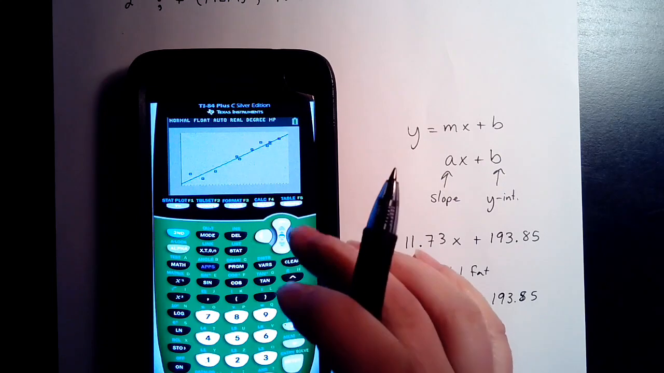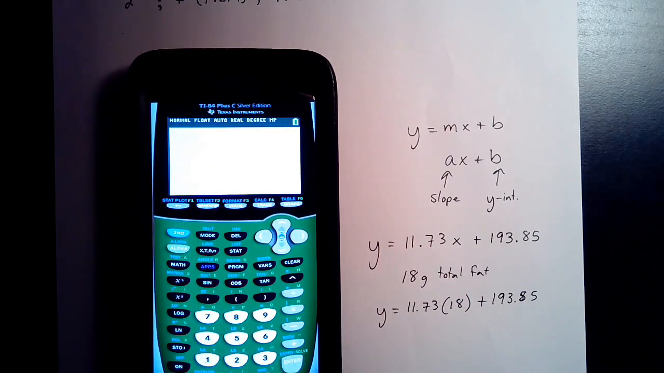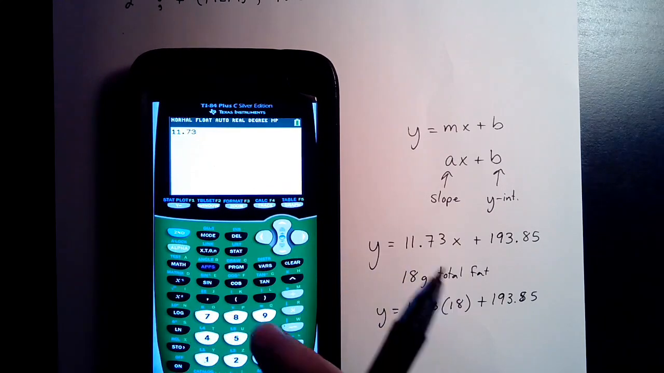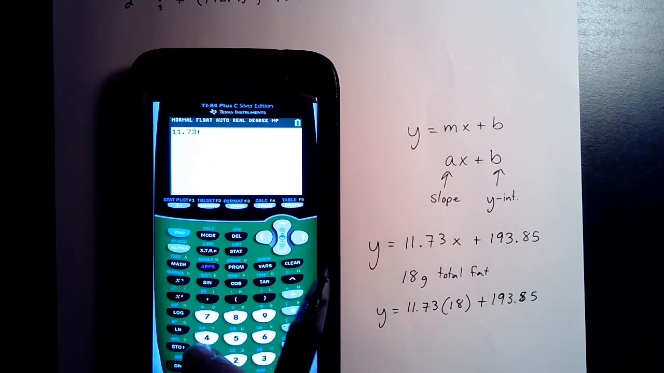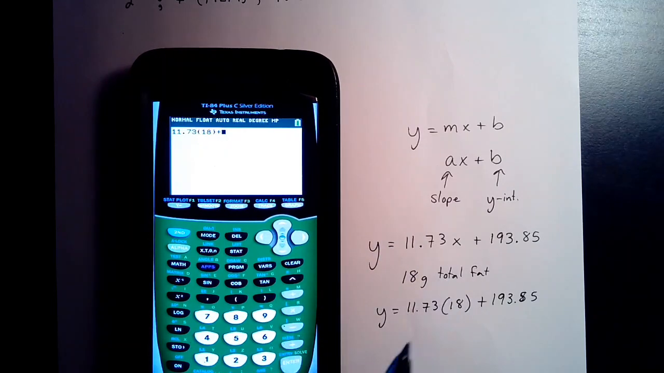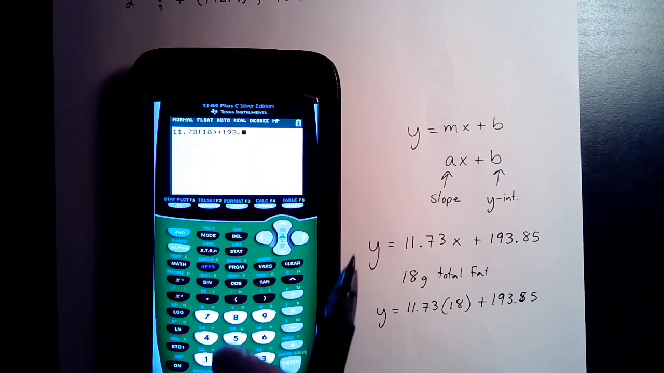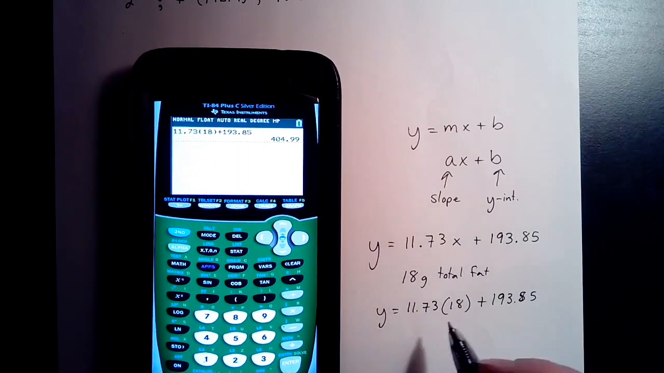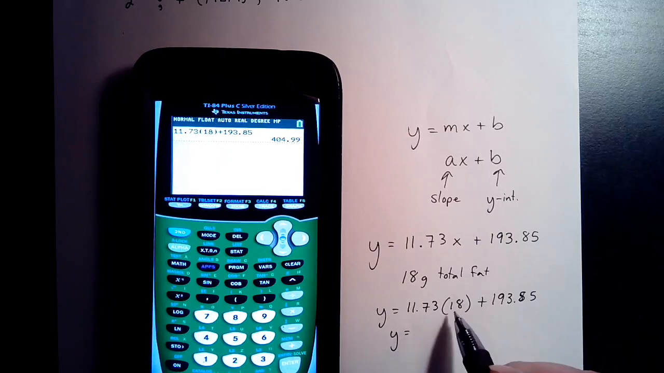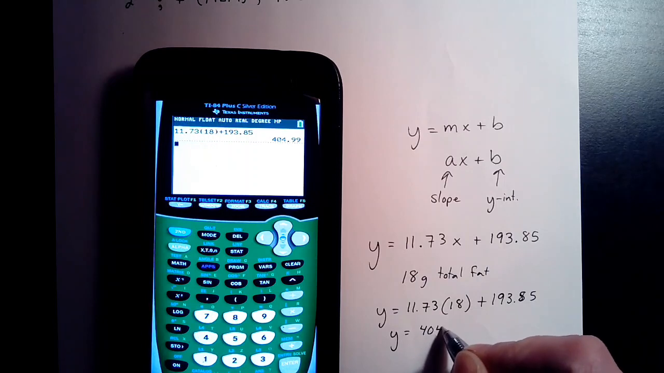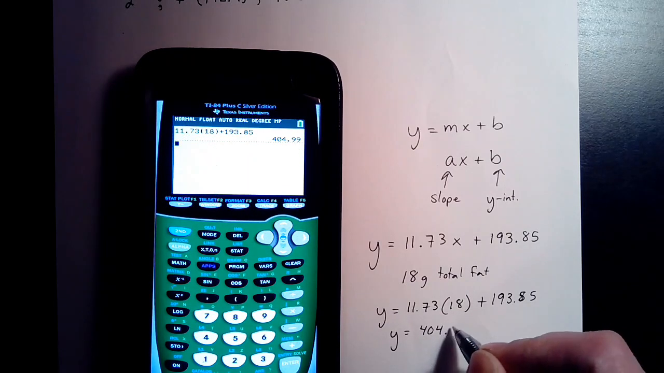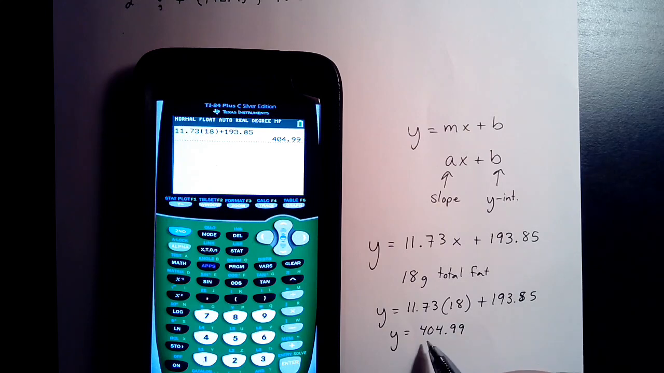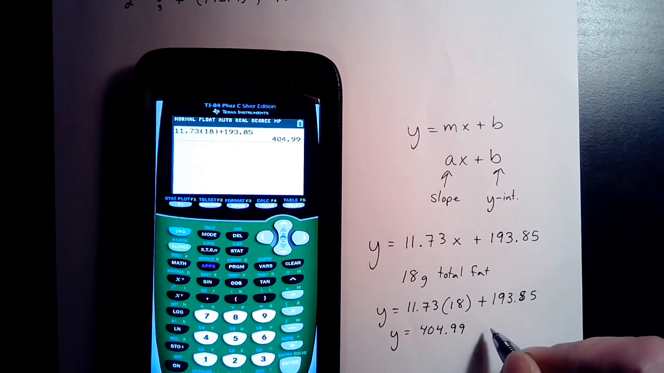All right, so if I hit clear, that's just going to take me where I can type in things. So I'm going to do 11.73 times, and I'm putting it in parentheses, 18, and then I can do plus 193.85. So this is simplifying it for me. And when there are 18 grams of total fat, our best guess or prediction is going to give us 404.99 total calories.